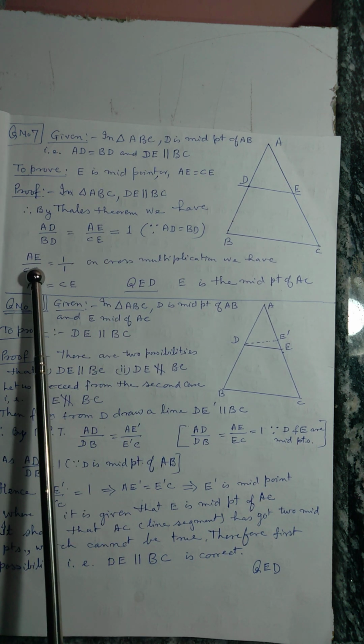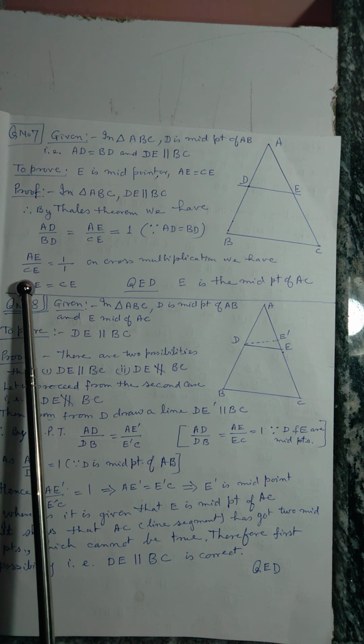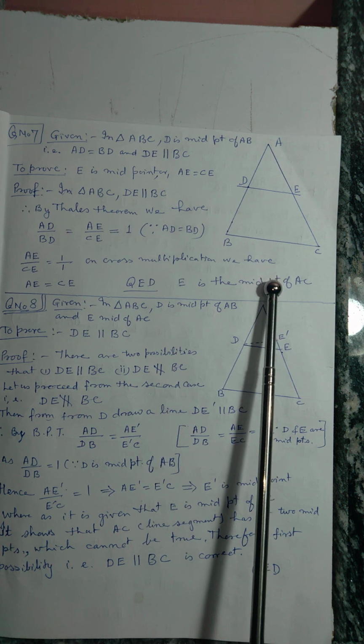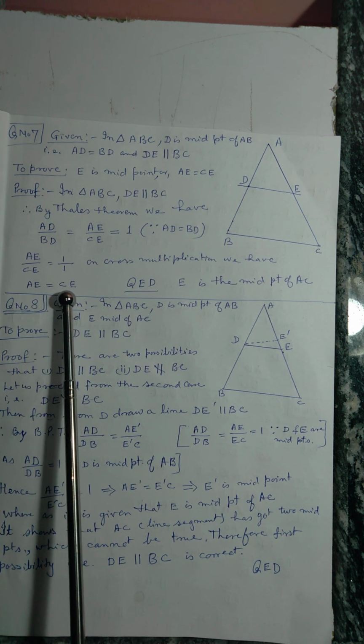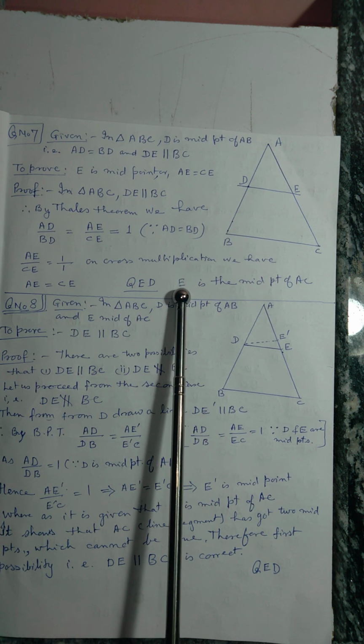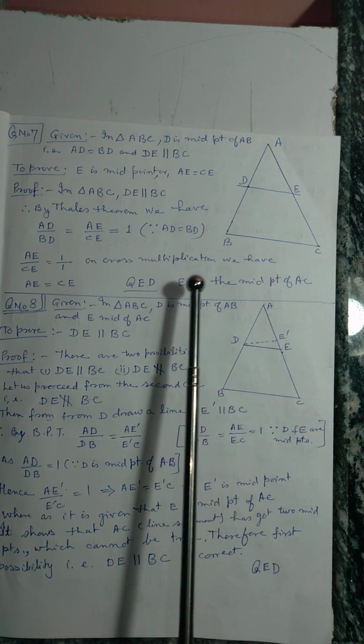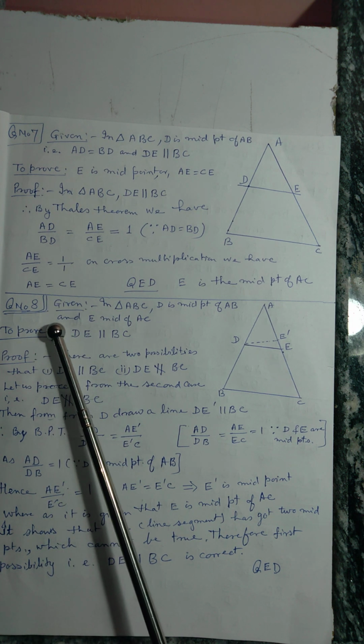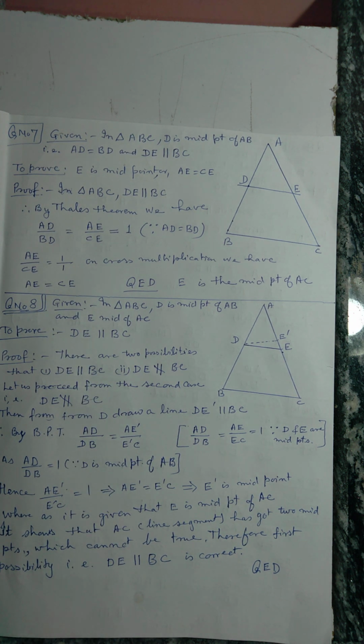Just by cross multiplying, AE by CE will be equal to 1 by 1. On cross multiplication, we have AE is equal to CE. That is proof that E is the midpoint of AC. Hence proved, QED. Now proceed to question number 8. It states that using Theorem 6.2, prove that the line joining the midpoints of any two sides of a triangle is parallel to the third side.